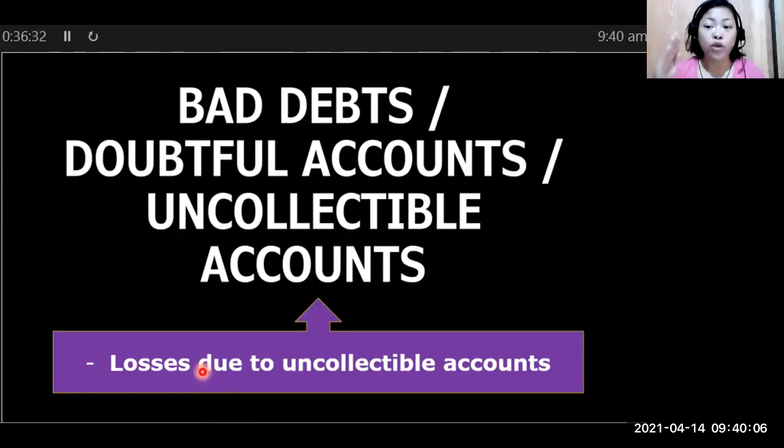It depends on what you use in your account title in your company, but please be consistent in using account titles. Okay? That's why we have our chart of accounts.